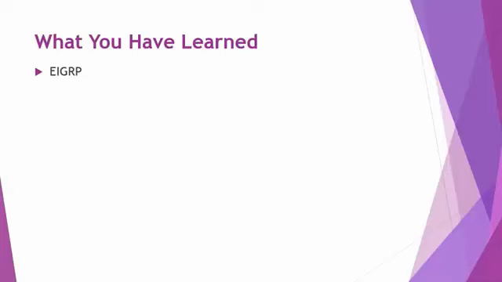So here's what you've learned. You've learned about the EIGRP algorithm, messages, tables, and modules, and any other key information you needed to know for your CCDP architecture exam. Good luck in your studies.